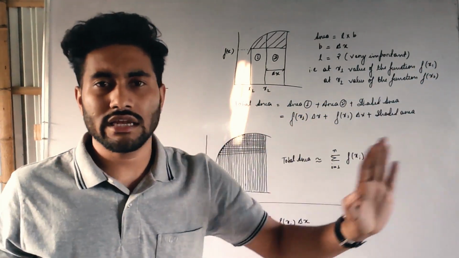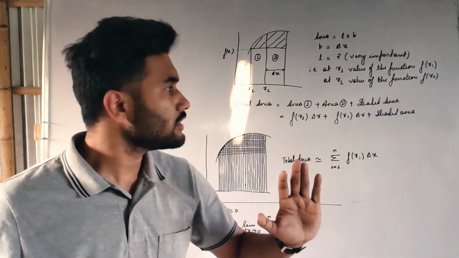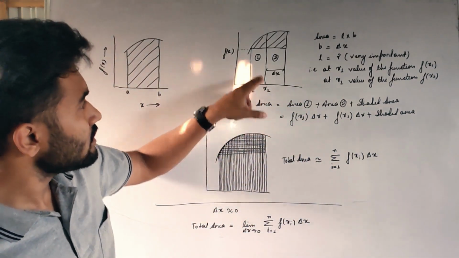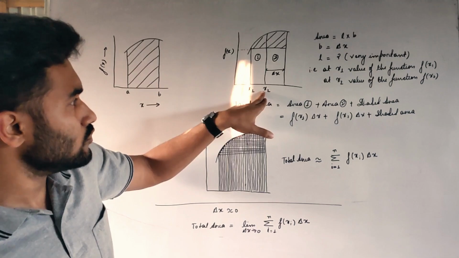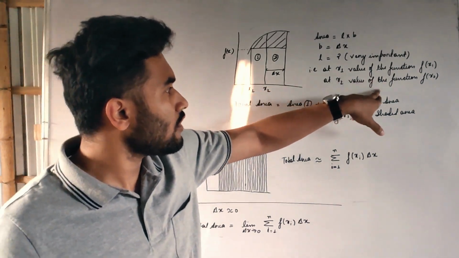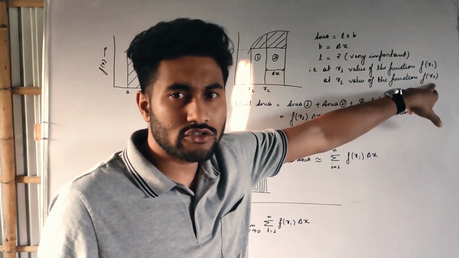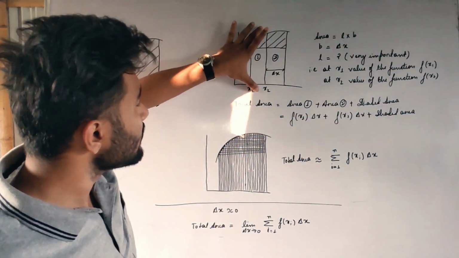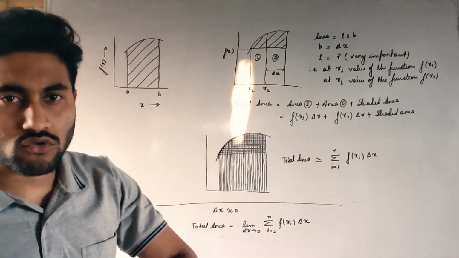Put the value of x, you will get the result. You will put the input, you will get the output. Right? What is the value of the length? Means what is the length at x2? Means what is the value of the function at x2? At x2, value of the function will be what? F of x2, right? So this is the length. So to find the length, you must know the function.